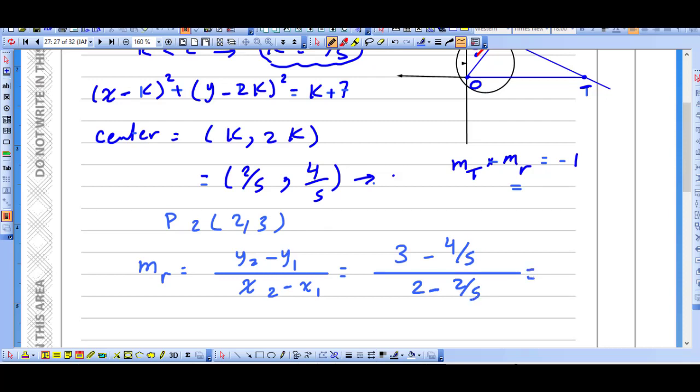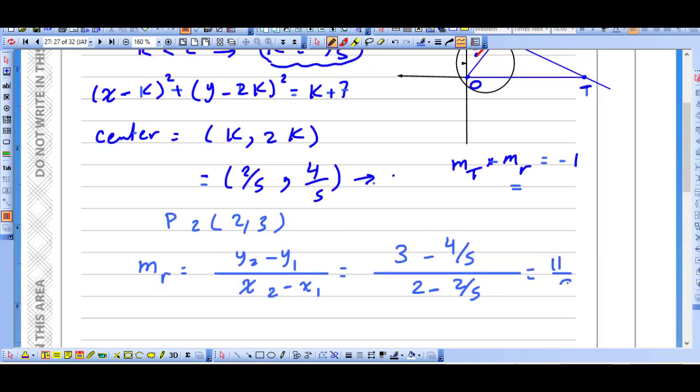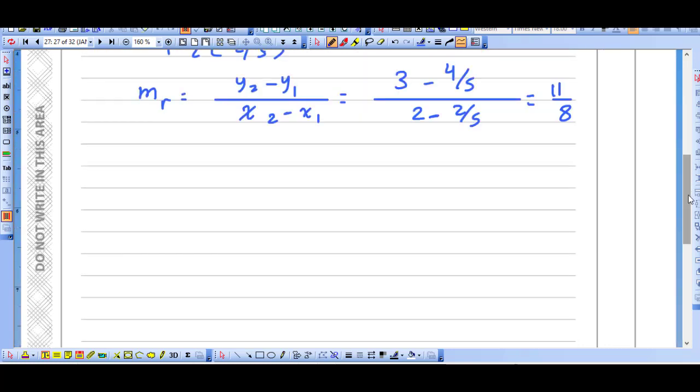So the gradient of the tangent will equal minus 1 over (3 minus 4/5 divided by 2 minus 2/5). The radius gradient is 11/8. So m tangent will equal minus 8/11.